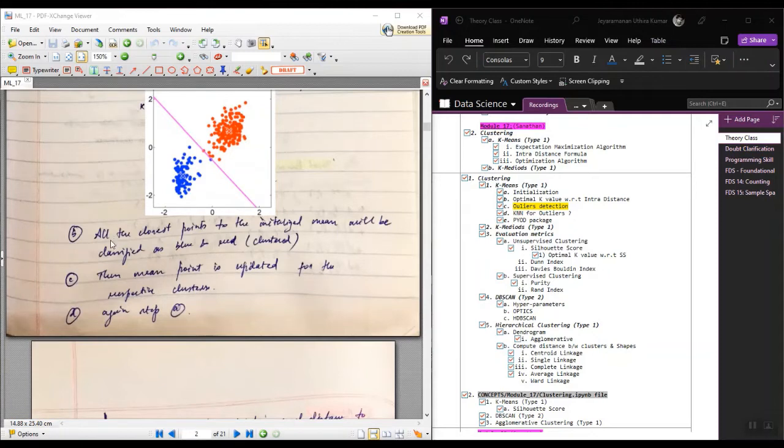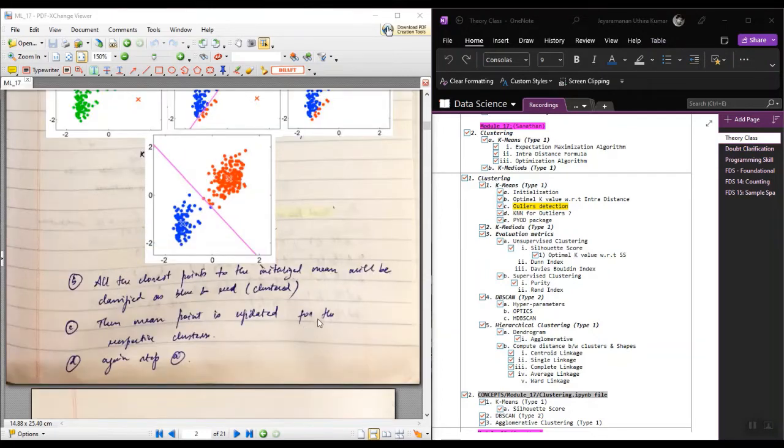As I said, all the points closest to the initialized mean will be classified as blue or red. Then the mean point is updated to the respective cluster, and again, step C, it goes on.